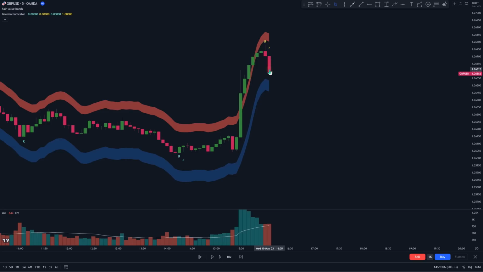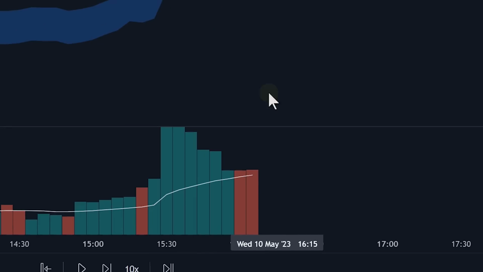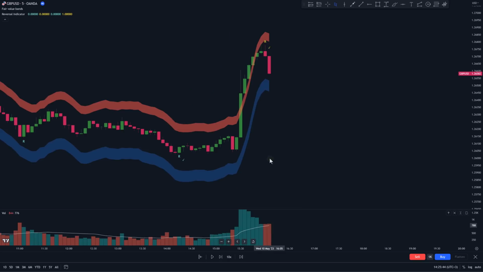Last but not least, we want to confirm that this entry candle has enough bullish volume to push the price all the way to take profit. For that, you just make sure that this last bar of the volume indicator is colored red, and it should also be above this white moving average. All our entry conditions are met on this candle, so we're going to enter a short trade.